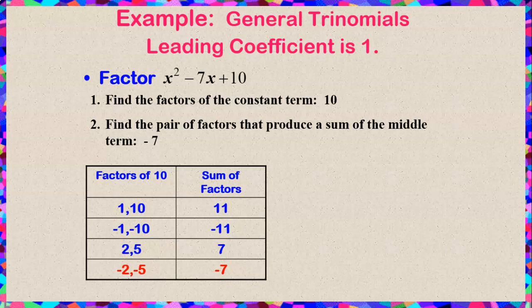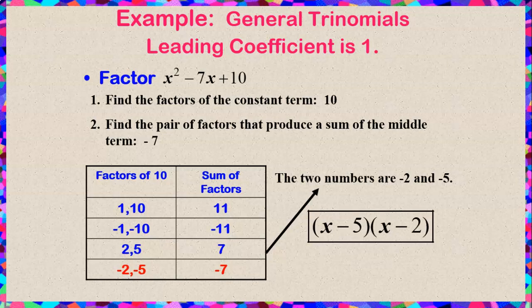So then I add those together. 1 plus 10 is 11, -1 plus -10 is -11, 2 plus 5 is 7, and -2 minus 5 is -7. And that would be the one that is going to give me that middle term at the top of -7x. So if I'm doing that, then I use that -2 and that -5. That goes at the back of each binomial, and there's an x in the front because x times x has to give you this x squared right here.